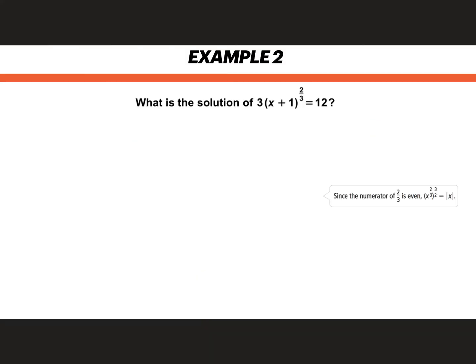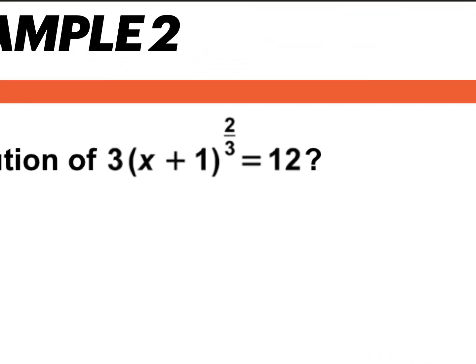So here we don't have a radical, but we do have this exponent that has a fraction. So it's technically like a radical. So how can we get this x plus 1 to the 2/3 power all by itself? We don't want to distribute the 3. We want to move it to the other side. So how can we move that 3 to the other side? Divide it. We divide both sides by 3.